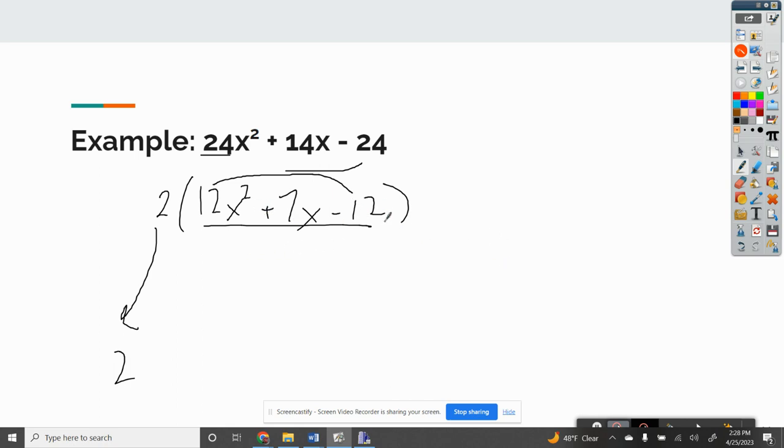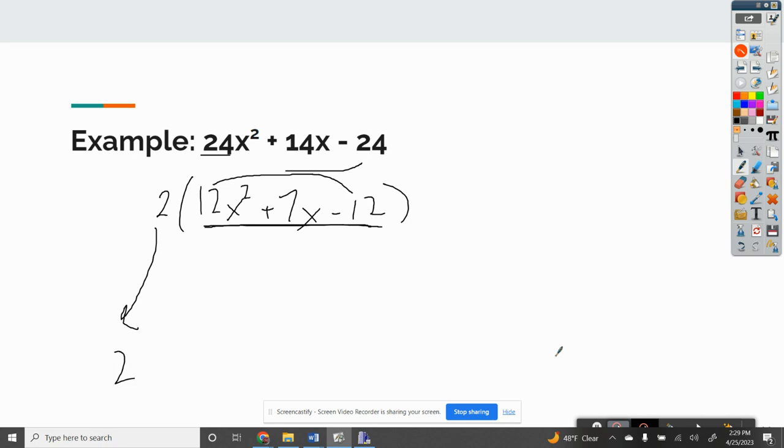All right, so if you want to, I would like for you now take a moment and go ahead and try to do your slide and divide for this. So for the 12x squared plus 7x minus 12, come up with an answer, and then I'll go over that in a little bit on this video.